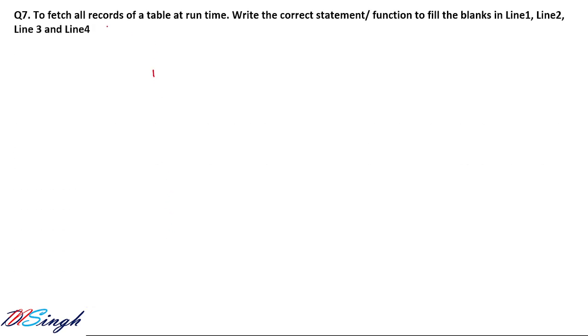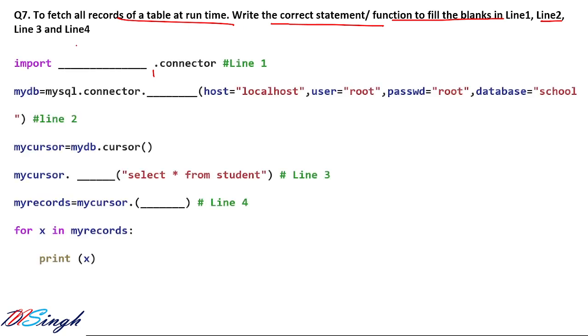Very simple question. Fetch all the records of the table at runtime. Write the correct statement or function to fill the line numbers 1, 2, 3, and 4. This is the code available. Which module needs to be imported? We know that, that is mysql.connector. So mysql.connector is the module in which connect, cursor, and execute methods are stored.